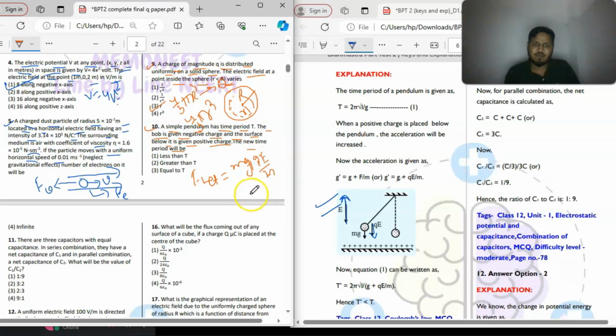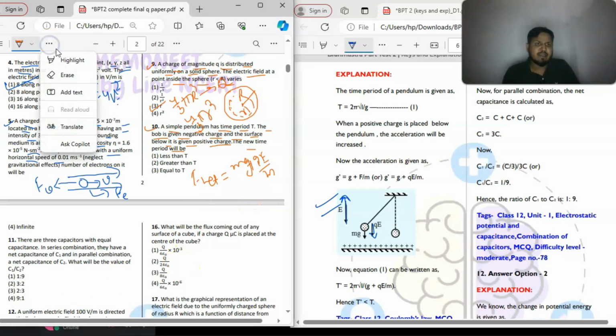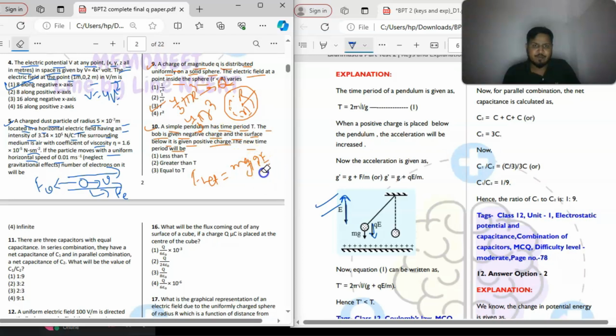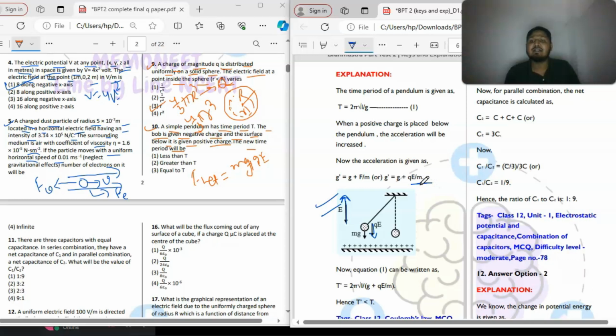Okay, this is the net force, mg plus QE. Okay, this is the net force acting on this one. So what is the acceleration of this one? That is g plus F by m, and F is QE. So g plus QE by m. This is the new acceleration.